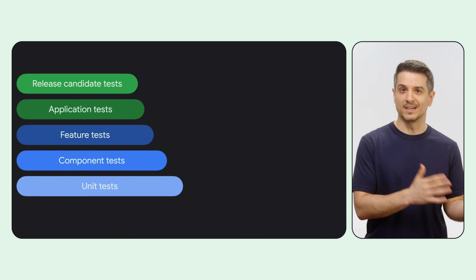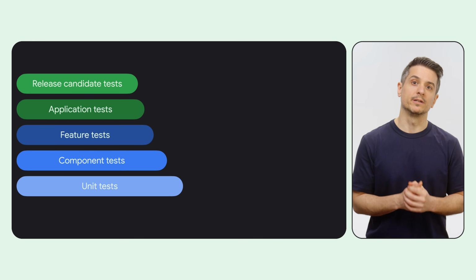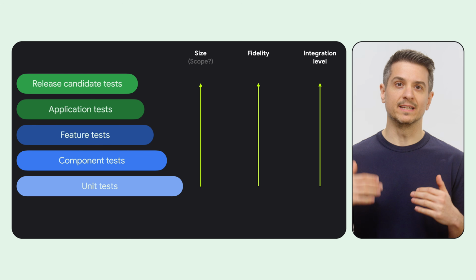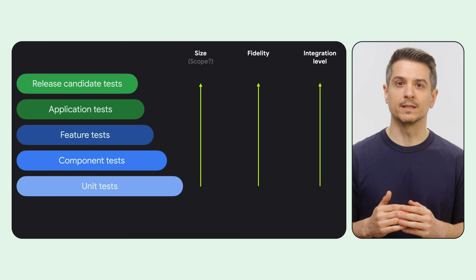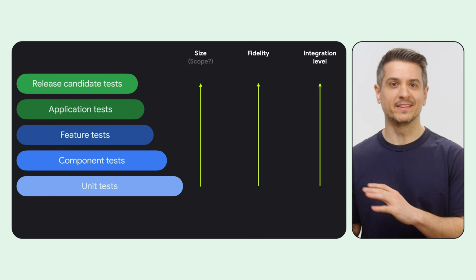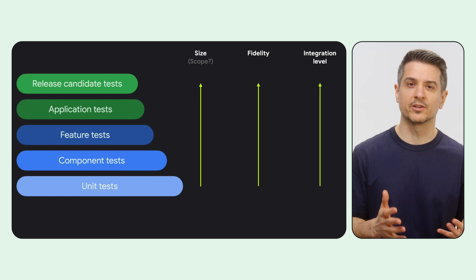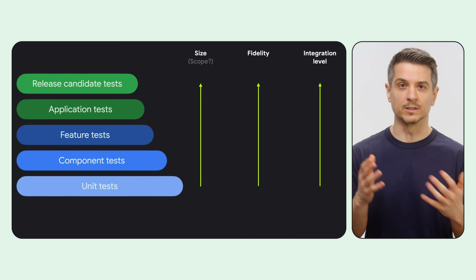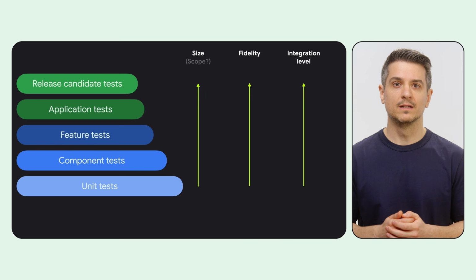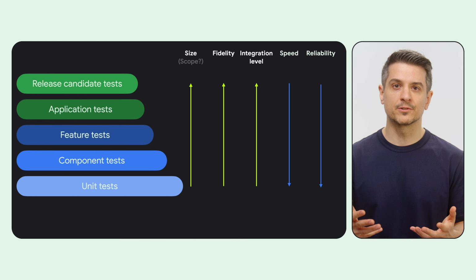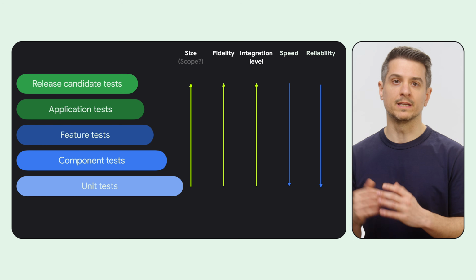Before diving into their attributes, let's talk about their general properties. The size of the tests increases as you go up the pyramid, not necessarily the scope. We'll talk about that in a minute. Also increasing our fidelity, which means how close the execution environment is to what users will see, and integration level. Consequently, tests run faster and are more reliable at the bottom layers.